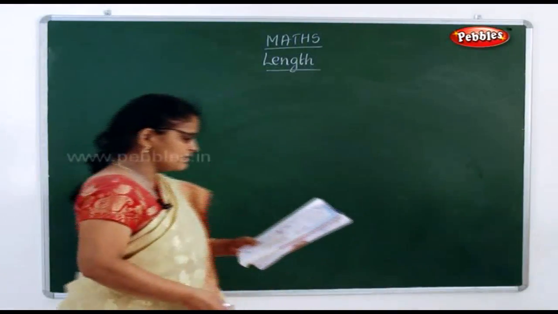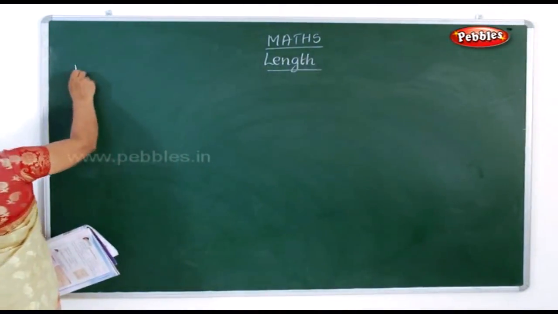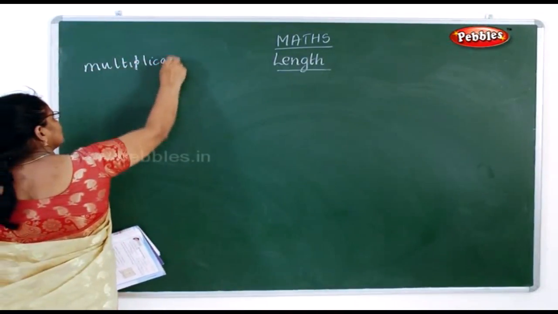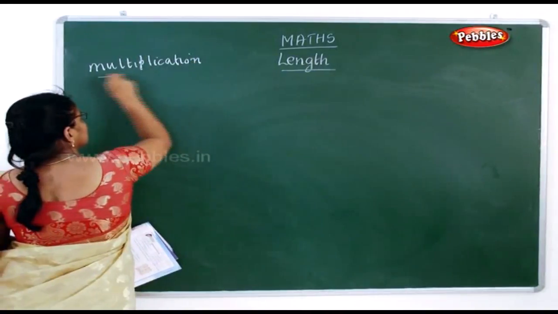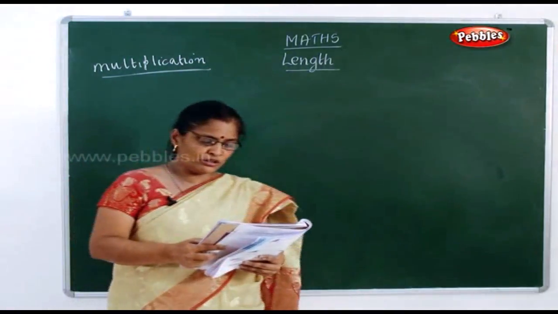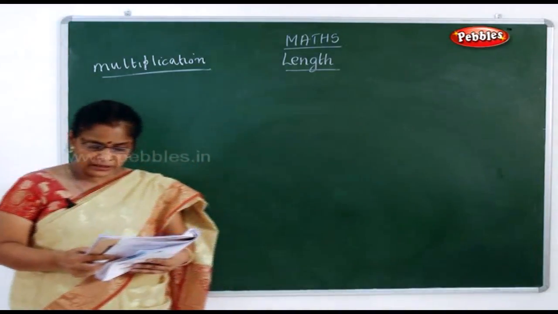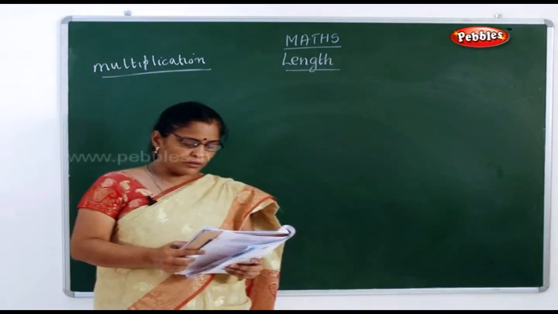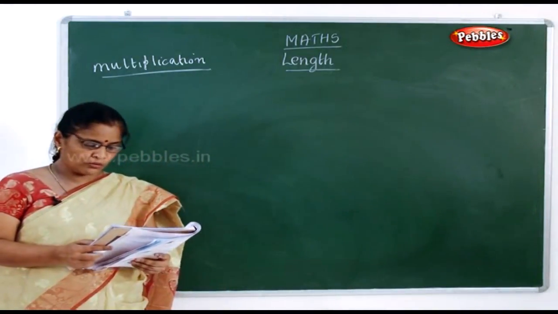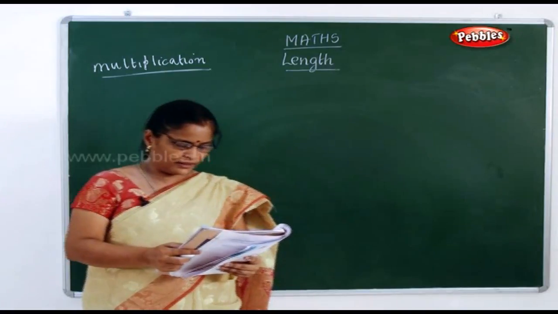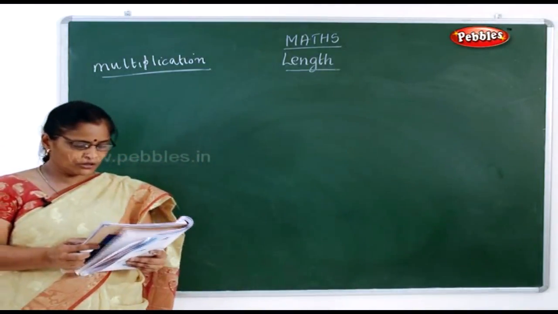See, the next sum is the statement sum in multiplication. What is the sum they have given? Mother bought a nylon rope measuring 10 meter 20 centimeter in length. So what did the mother buy? A nylon rope measuring 10 meter and 20 centimeter in length, to dry the clothes.